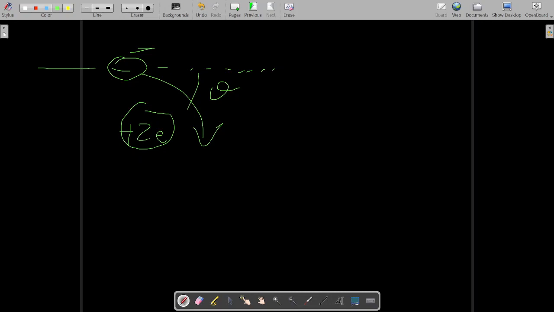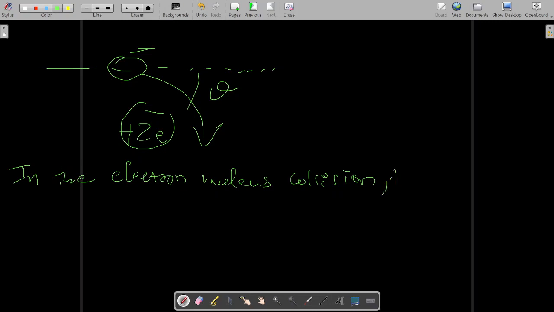In the electron nucleus collision, the electron loses kinetic energy and the nucleus recoils.